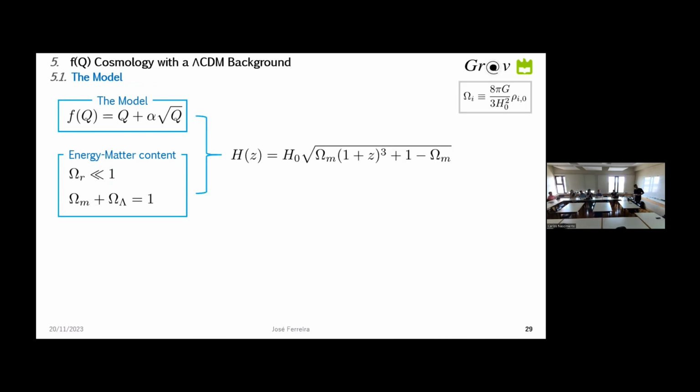If we then insert these assumptions into our modified first Friedmann equation, we obtain a Hubble function of the following form, which is exactly the same as the Lambda CDM. This is what we mean by a cosmological model with the Lambda CDM.